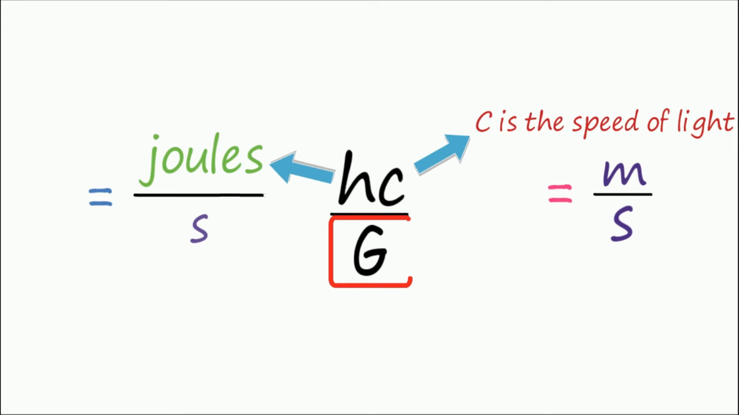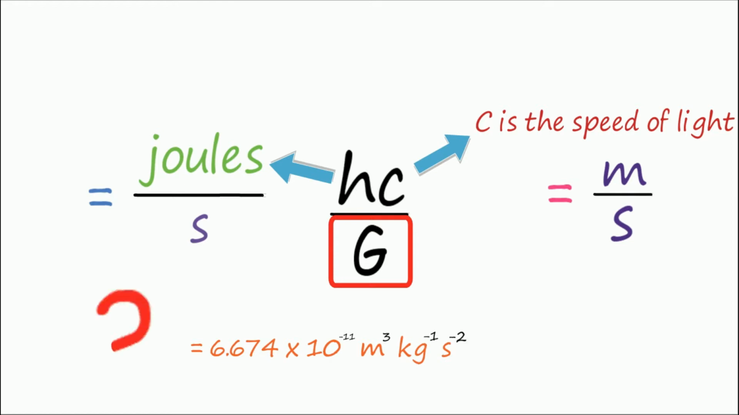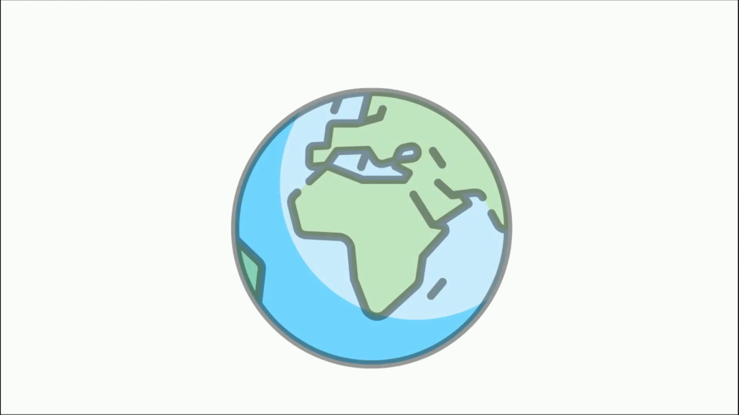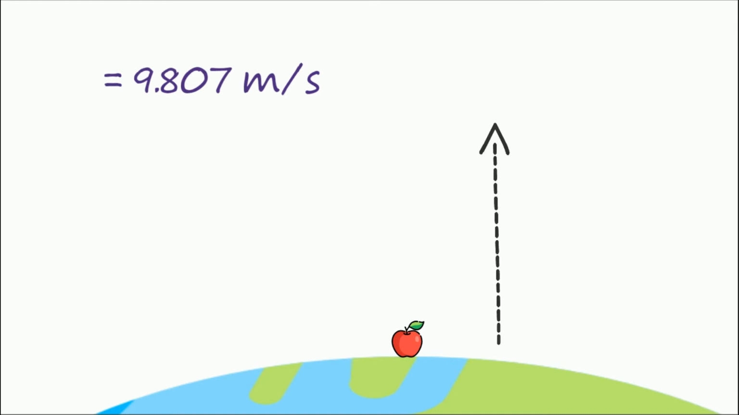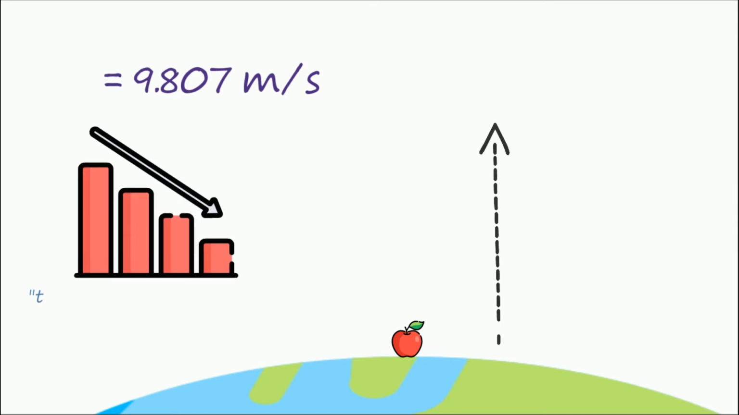Next up is the gravitational constant. Now it's much easier to memorize its values and spit out the answer, but let's just take a step back and try to understand what it really means. We find that the attraction exerted by the Earth on an object is 9.807 meters per second, which is the rate at which a body falls towards the Earth. This value thus decreases over distance, but we won't be taking that into account in this scenario.